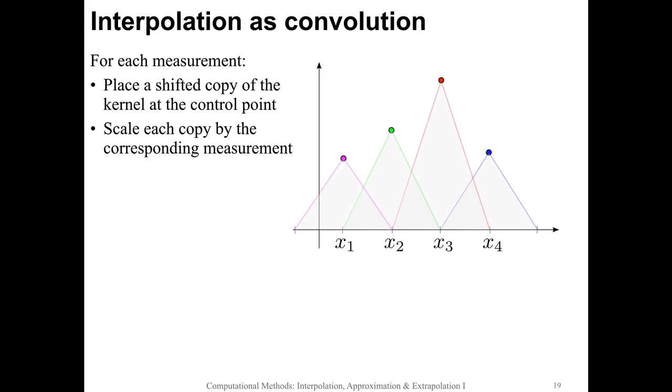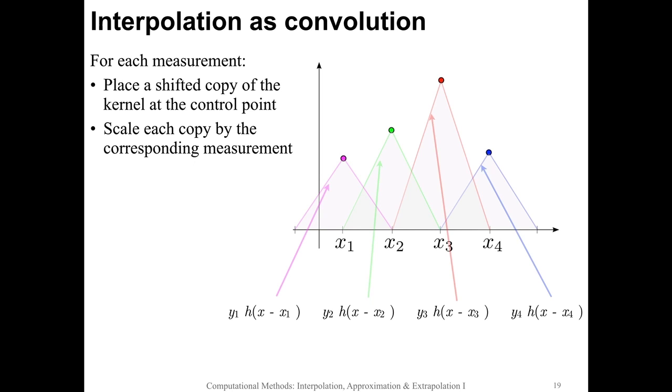The next thing to do is we scale each of our copies, and we scale it by the corresponding measurement. Remember that the height of the original kernel at the middle was a value of 1. So if we just multiply each of our shifted copies of the kernel by the corresponding measurement value y, so y1 here, y2 here, y3 and y4, then our kernels will scale up so that their heights correspond to the measurement values at each of the knot point locations.